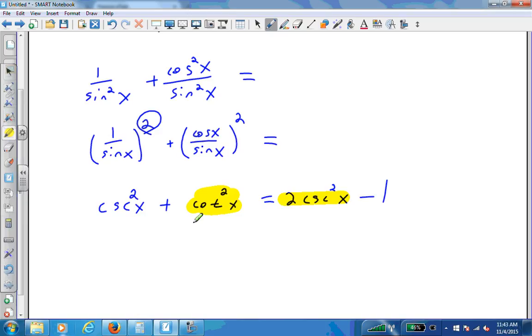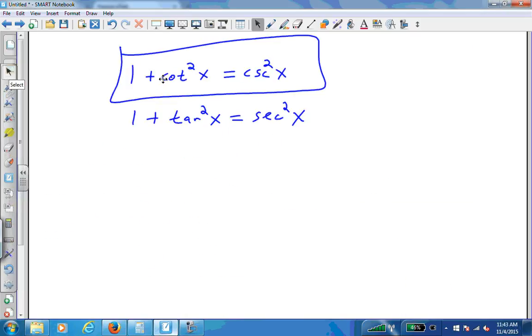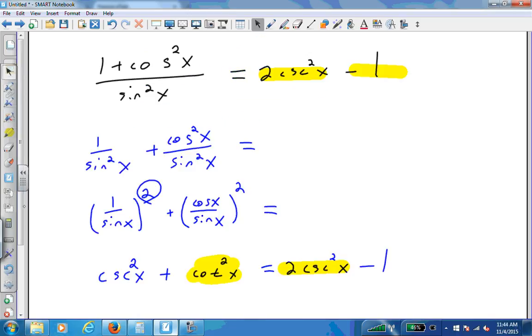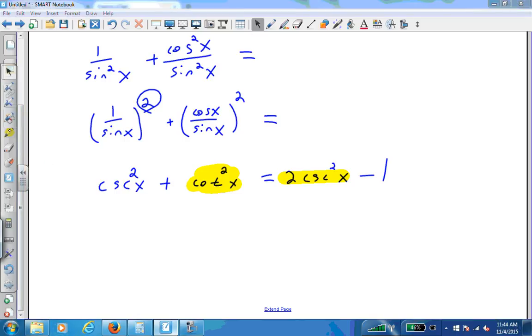Or we could change this cosecant into something that has cotangents in it. Or we could change this 1. We could actually solve this for 1 and say, well, what's 1 the same thing as in terms of cosecants and cotangents? Well, let's do it. Any of those will work. Let's change this to cosecants.